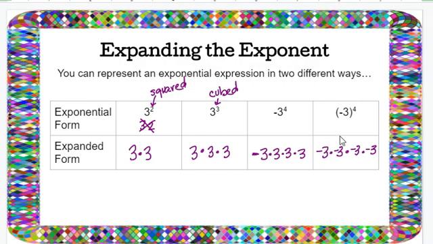Each time we bring the negative 3 by itself, we take the sign with it because it is included and being multiplied by itself 4 times. Whereas here, it wasn't in parentheses, so it simply just stays in the front.